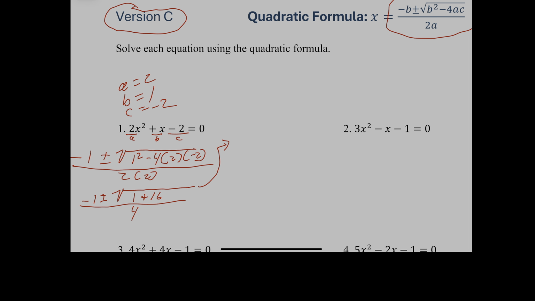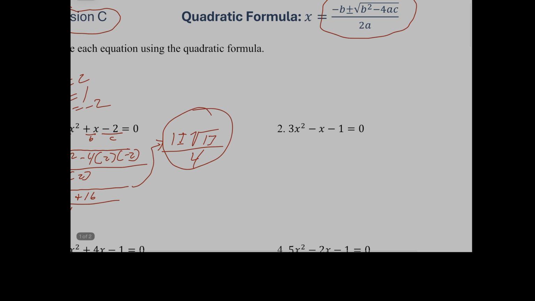Okay, I'm going to go up here just for room, and I'm going to get 1 plus or minus square root of 17 over 4. I can't break down 17, so I'm done. That's it. That's my answer. Okay, let's go on and do number 2.